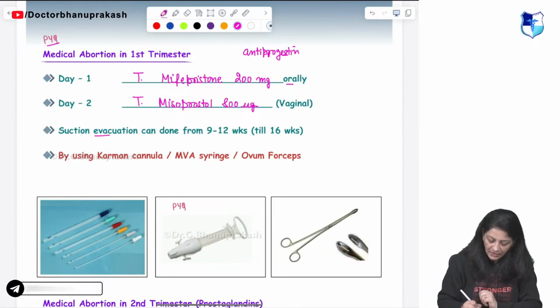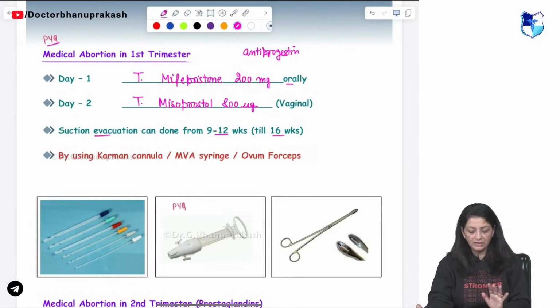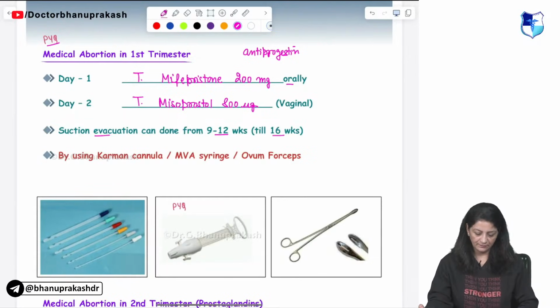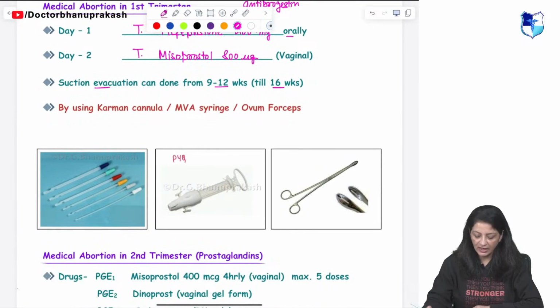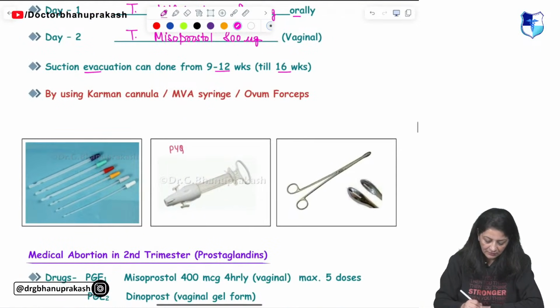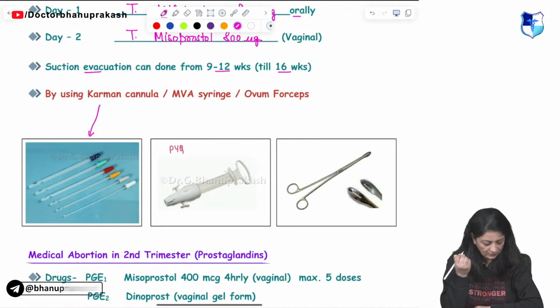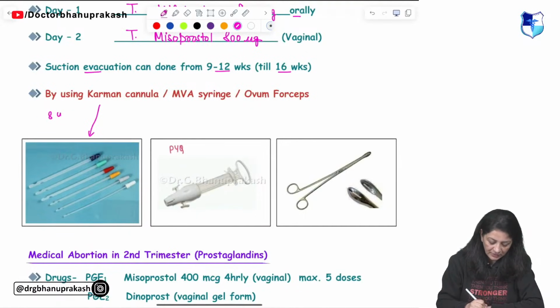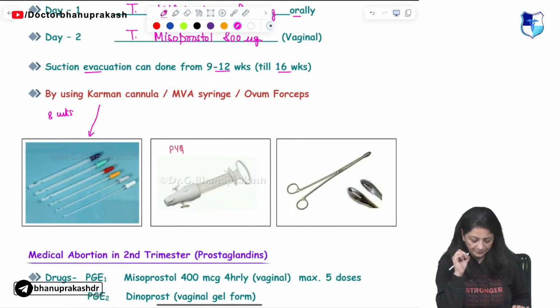Surgical suction and evacuation can be done from 9 to 12 weeks of gestation. We can do it till 16, but mainly 9 to 12 weeks, by using Karman cannula, MVA syringe and ovum forceps. This one is a Karman cannula. The number of the Karman cannula corresponds to the period of gestation. If it is an 8 weeks pregnancy, we will use number 8 Karman cannula.